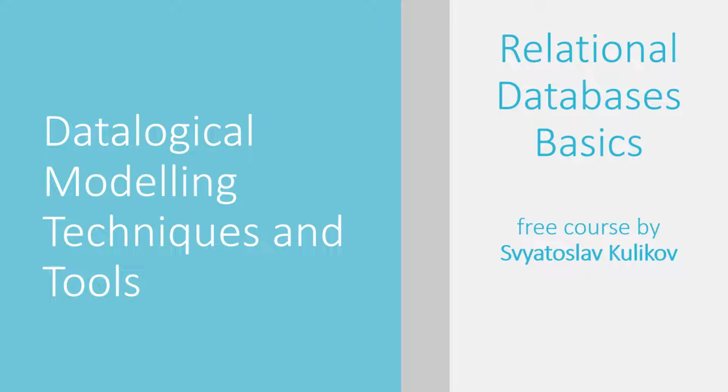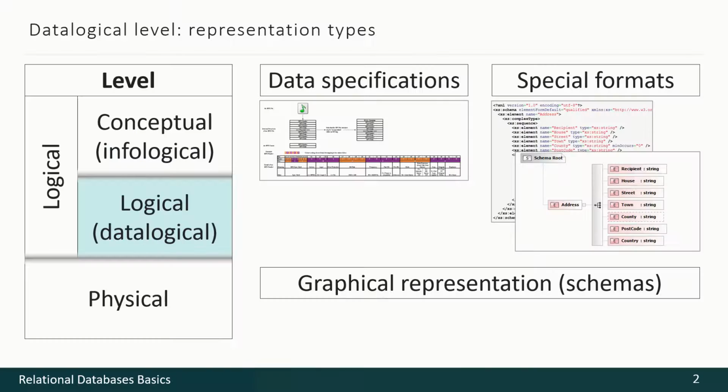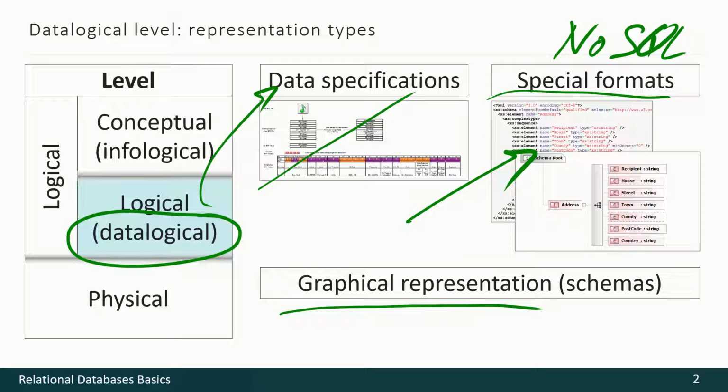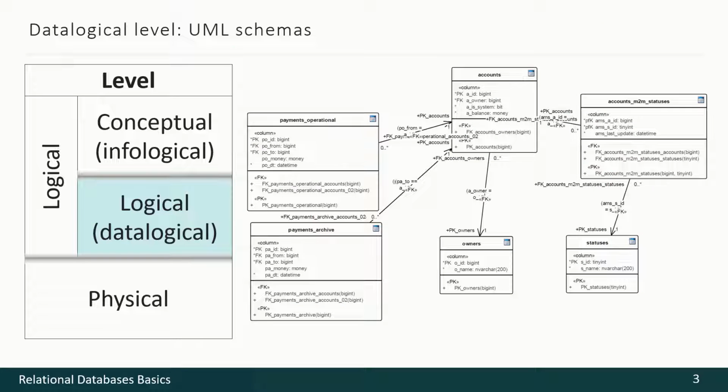In this video we shall discuss data logical modeling techniques and tools. On data logical level we have to deal with a lot of technical details, so we may use data specifications in rare cases, but nevertheless, for instance for some binary formats and so on. We may use special formats, for instance for NoSQL databases, that's the common case, and of course we may use graphical representation as schemas. Those schemas are usually UML ones and they may look like this.